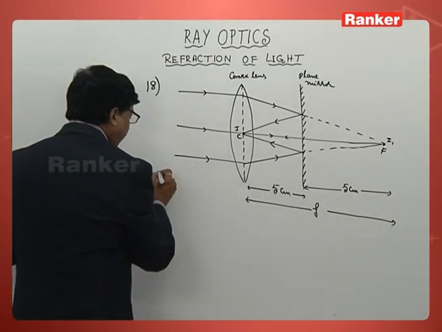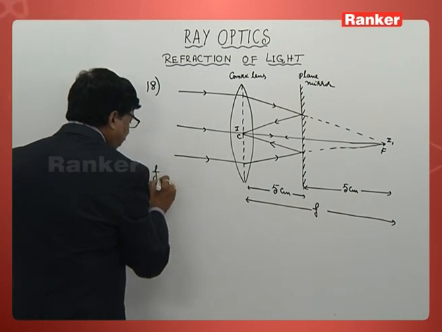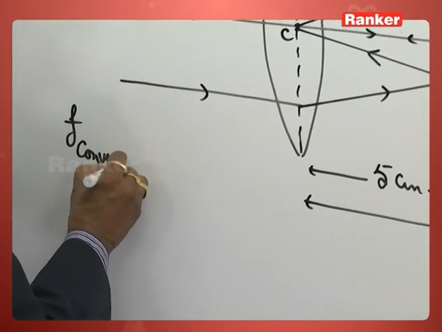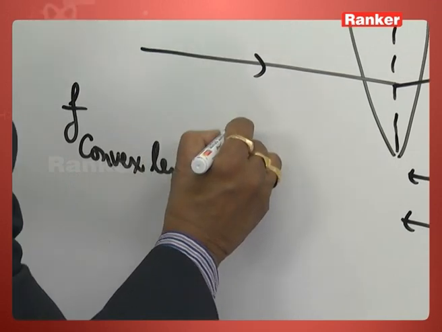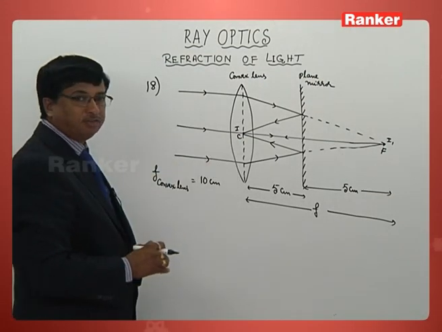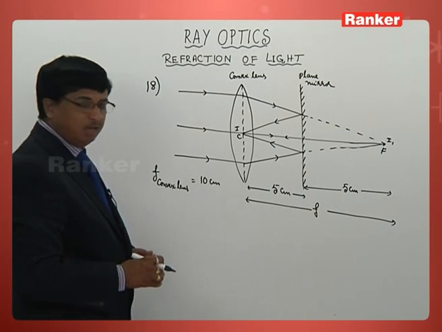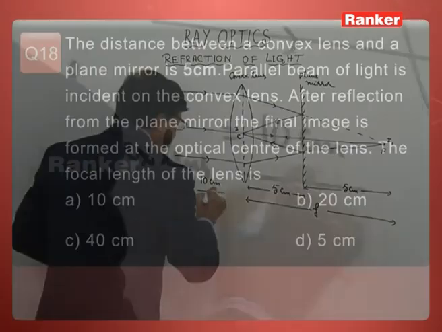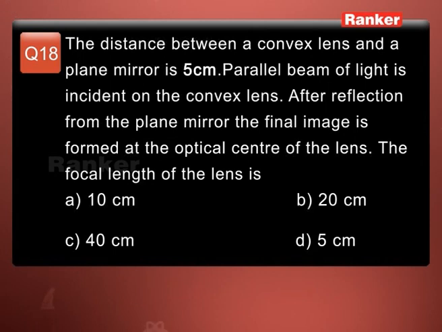So what can we understand now? The focal length of the convex lens must be 5 plus 5, it should now be 10 centimeter. When it is 10 centimeter, according to the given options, if you look at the very first option, it is given as 10 centimeter. So the first option itself is the correct option for this problem number 18.